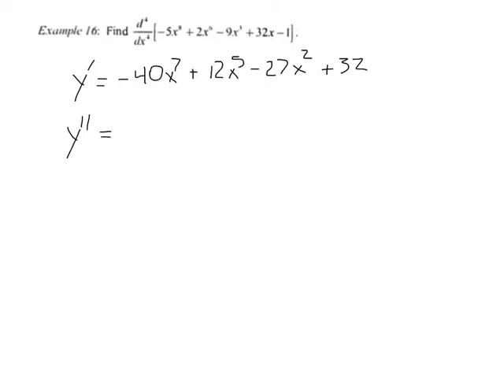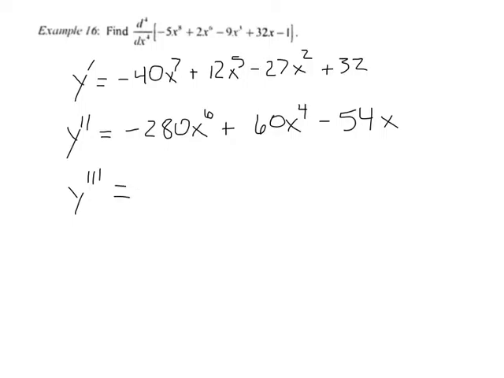You'd have negative 280 as your coefficient, x to the 6th plus 60 x to the 4th minus 54 x to the 1st, or just an x. Third derivative, so 3 dashes now. Boy, you might need a calculator for that. I'll quick look at my key here. You get negative 1680 x to the 5th plus 240 x to the 3rd minus 54.